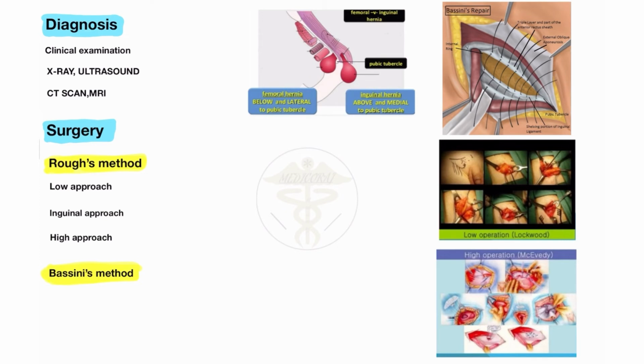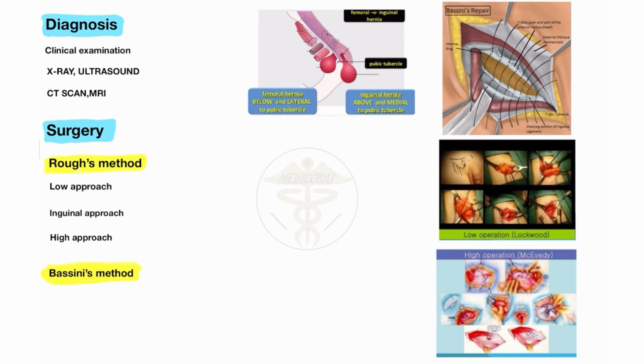Sometimes when we cannot differentiate, we will try an x-ray or ultrasound of the patient, and CT scan and MRI can also be used for the diagnosis of the femoral hernia. So this is the main clinical examination we use for the diagnosis of the femoral and inguinal hernia, and after that x-ray, ultrasound, CT scan or MRI are used as needed. After we diagnose this hernia, we move on to its treatment.